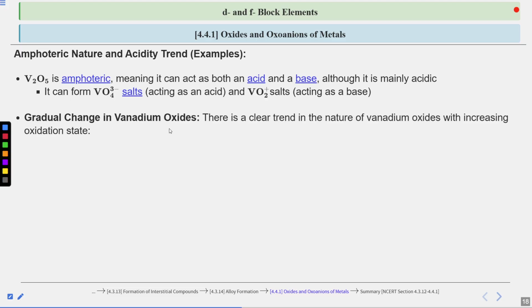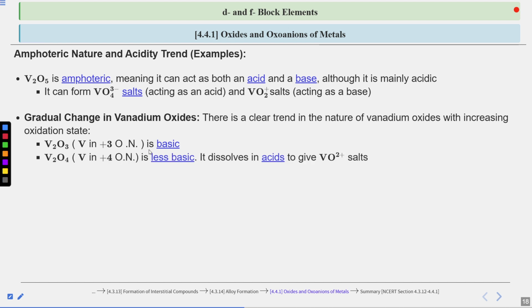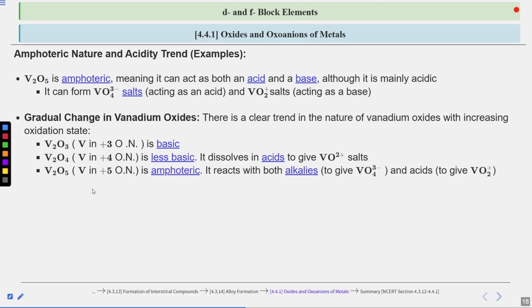Gradual change in the vanadium oxides. There is a clear trend in the nature of the oxides shown by vanadium with increasing oxidation state. V2O3, where vanadium is in +3 oxidation state, is basic. V2O4, where vanadium is in +4 oxidation number, is less basic. It dissolves in acids to give VO2 positive salts. So it is comparatively less basic than V2O3. And V2O5, where vanadium is in the highest oxidation state +5, is amphoteric. That means it reacts with both alkalis to give the VO4 negative salt and acids to give VO2 positive.